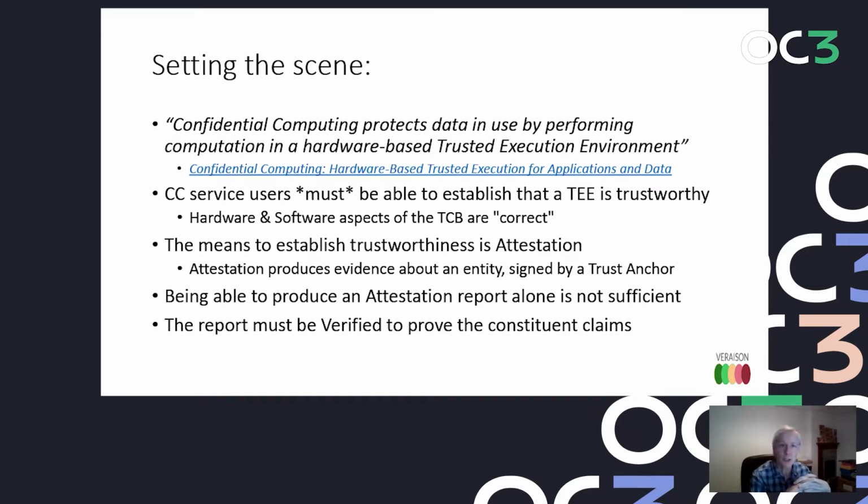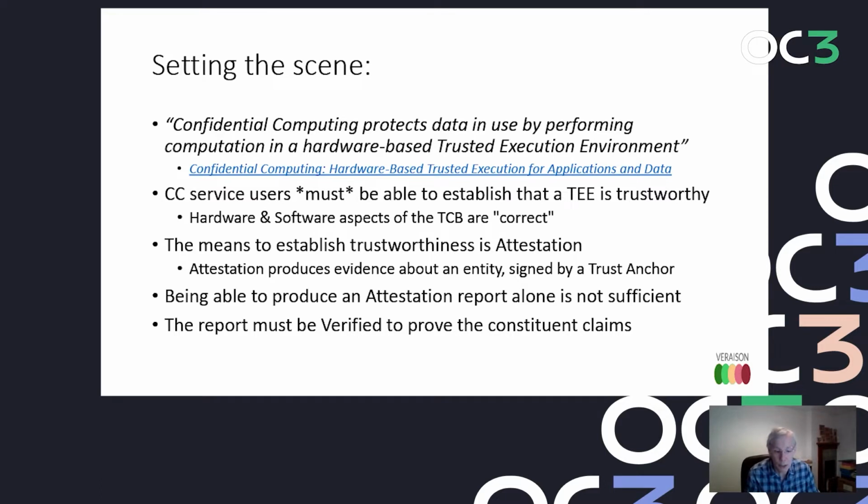You must be able to trust that it really is a confidential compute service, and you must be able to establish the trustworthiness of that environment. The way that is done is attestation. Attestation is a means of getting some evidence produced from an entity, the entity you are trying to establish trust with, signed by a trust anchor. That's fairly complicated, but just getting the report is not sufficient.